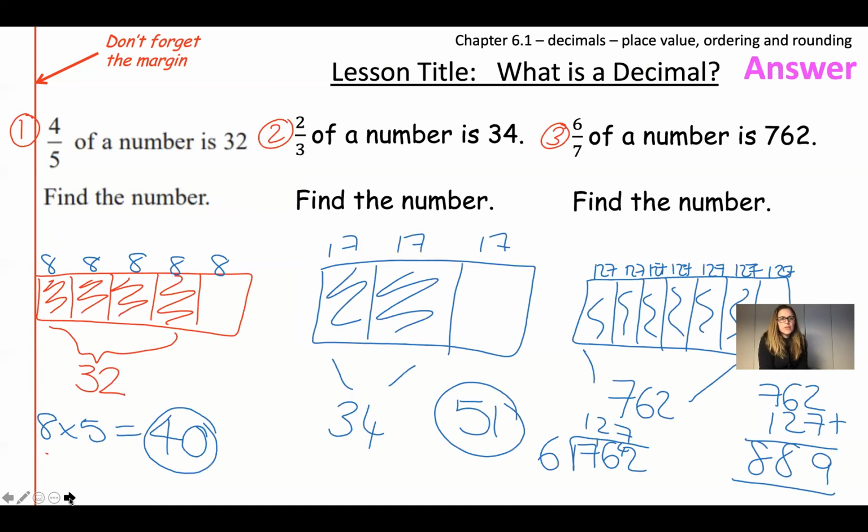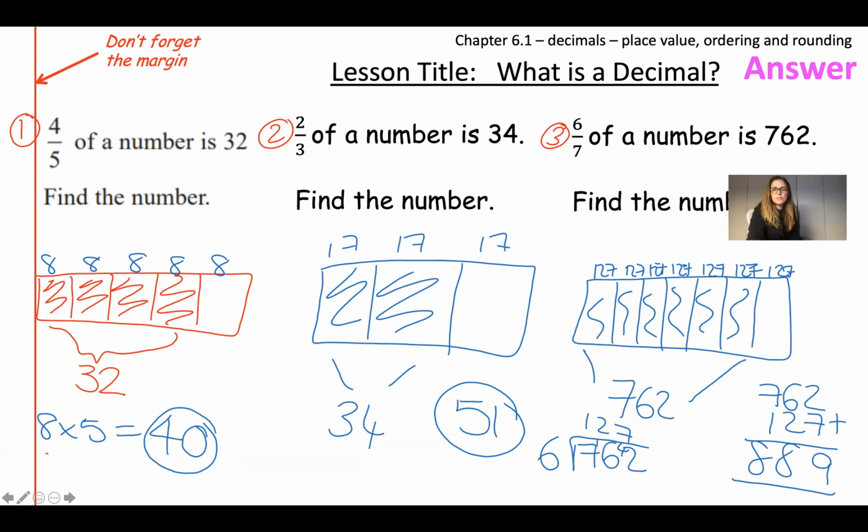So if 4/5 of the number is 32, and that's where the bar modeling is really handy. Here's the whole number. Here's 4/5 of it. 4/5 of it is 32. Therefore, the whole of the number must be 40. 5 lots of 8, which gives us 40. Let's look at the second one. If 2/3 of a number is 34, that's 2/3 of the number, then you've got 17 here and 17 here and 17 here. So the whole number must be 51.